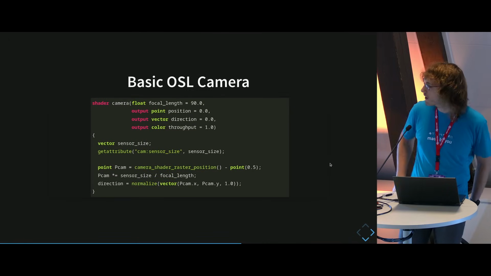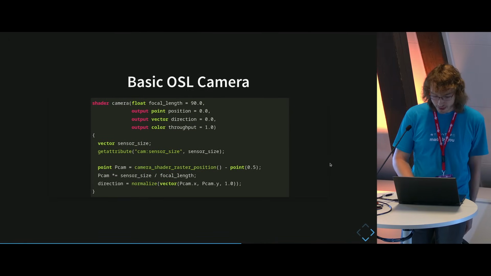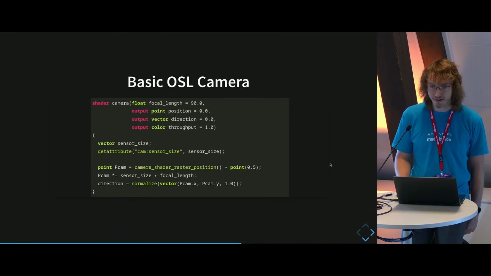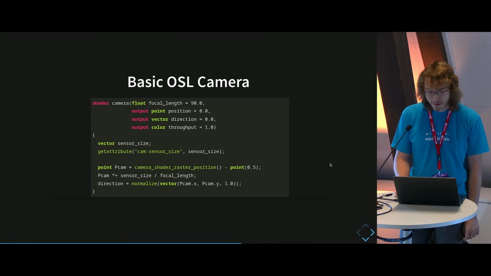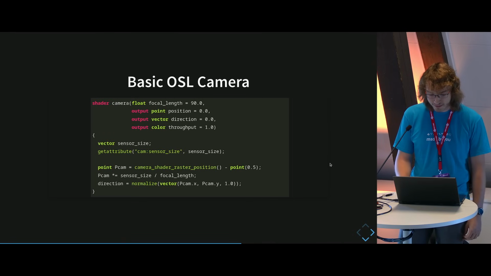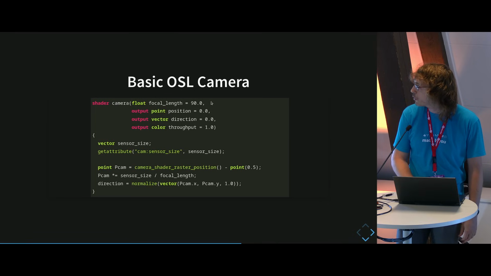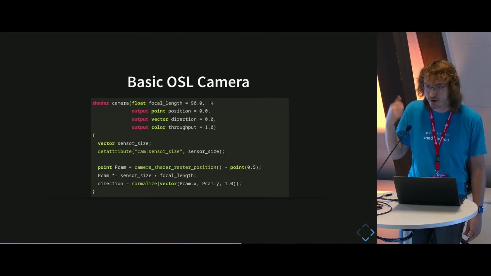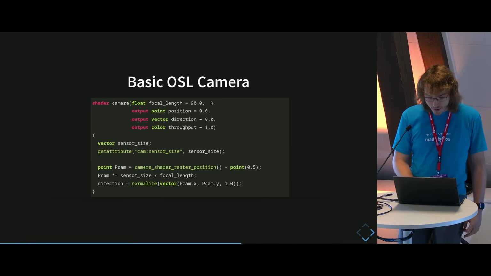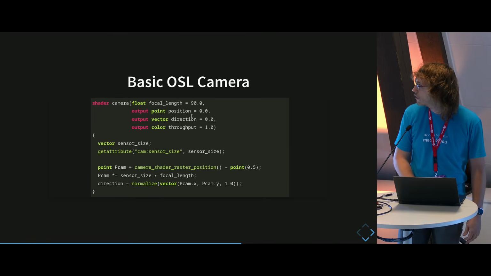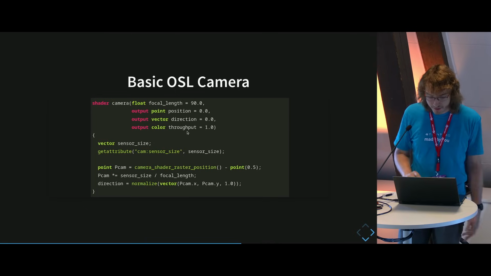Right, so let's look at a quick example. What does a camera look like? This is an example that's actually bundled in a text editor in Blender. We have two in there, the basic and the advanced camera. This implements a basic perspective camera. So what we do here is we get in a parameter called focal length. This is then displayed in the camera properties if you load this up in Blender. And then we define three outputs called position, direction, and throughput. These names are fixed. They have to be called like that because that's how Cycles picks up the data.